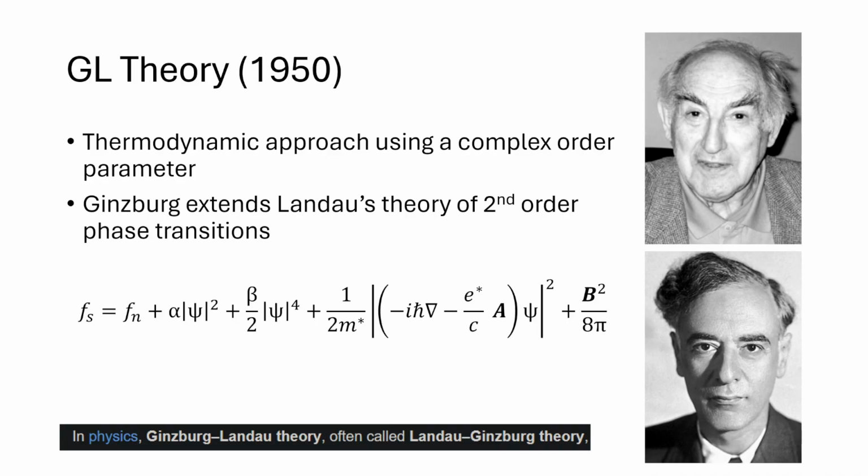This guy on the top, that's Ginzburg. Guy on the bottom, Landau. The mouse is... Oh, the mouse is visible. Cool. Anyway, this is a snippet from the Wikipedia page I found kind of interesting. It's literally the first line of GL theory. It says, in physics, Ginzburg-Landau theory, often called Landau-Ginzburg theory. I just thought that was kind of funny.